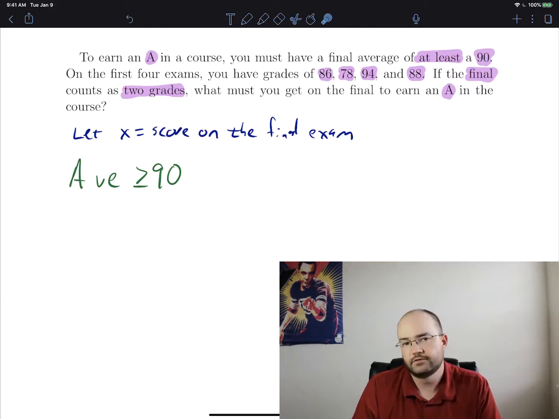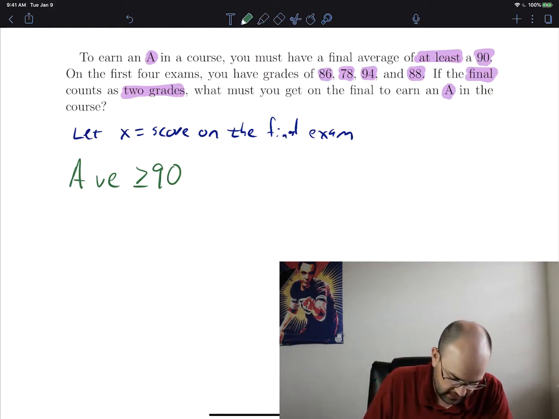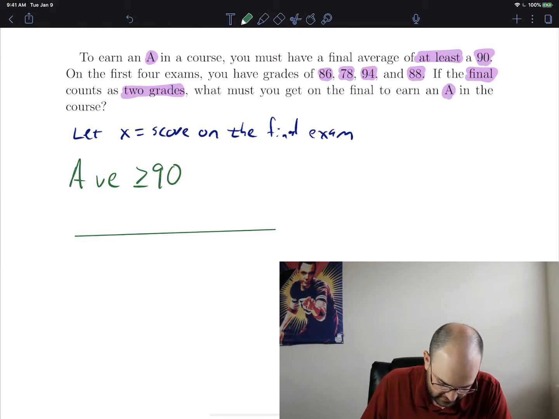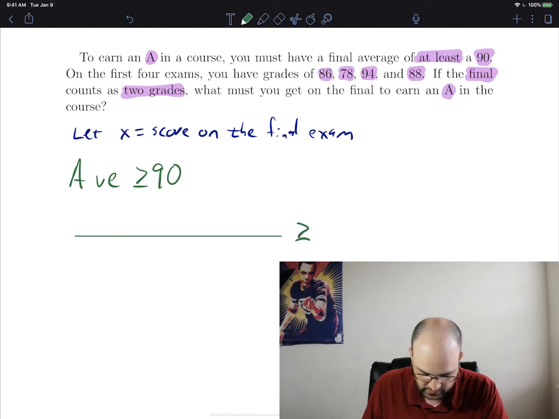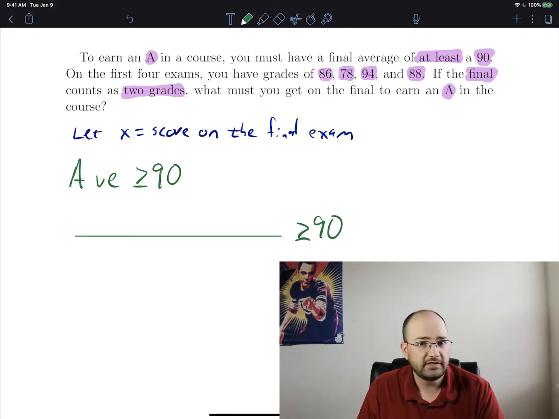Now, how do you find an average? Well, to find an average, you just add them all up and divide by the number that you have. So here we're going to add everything up and divide by the number that we have. We have to be greater than or equal to 90 here. Well, what are we adding up? We're adding up the exam scores.